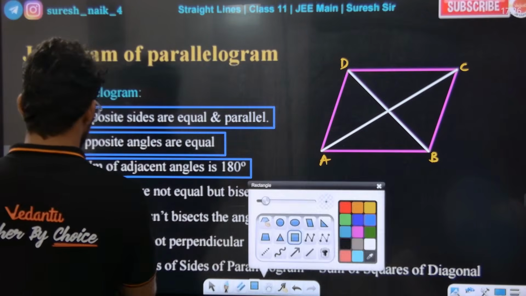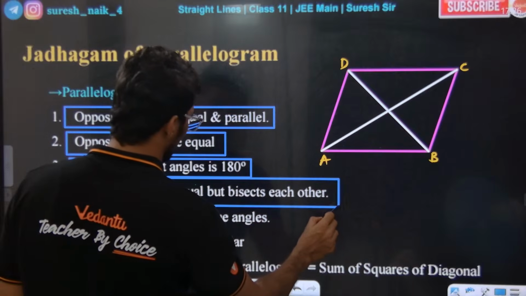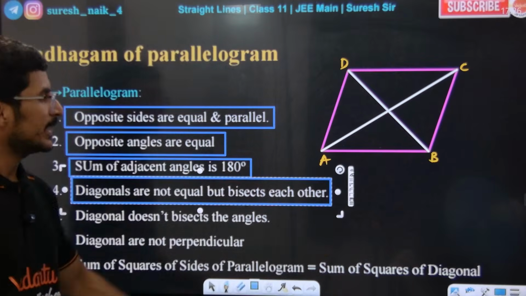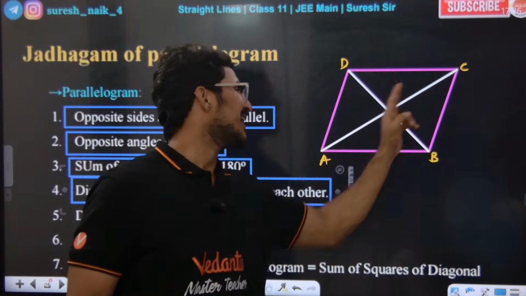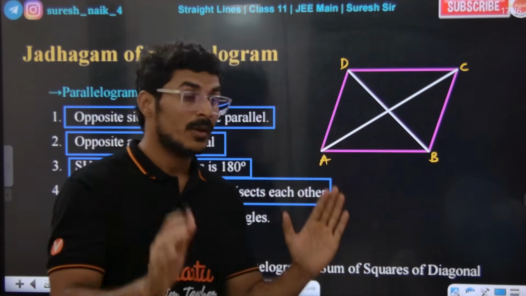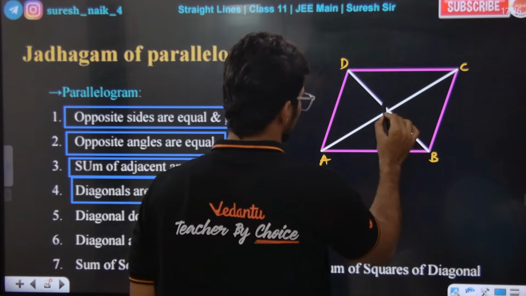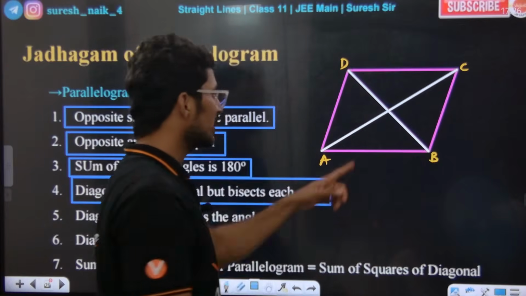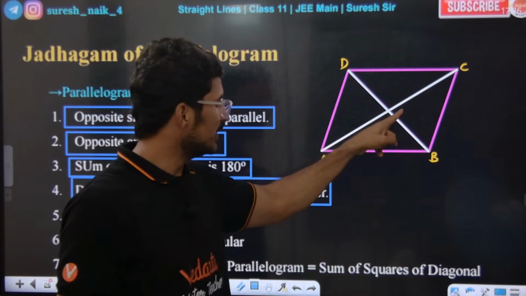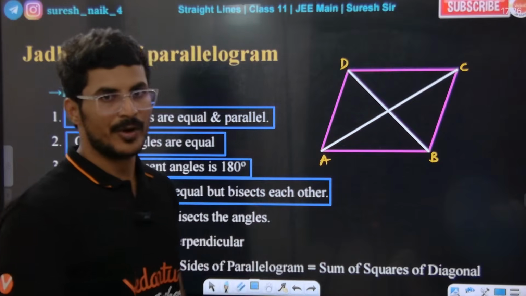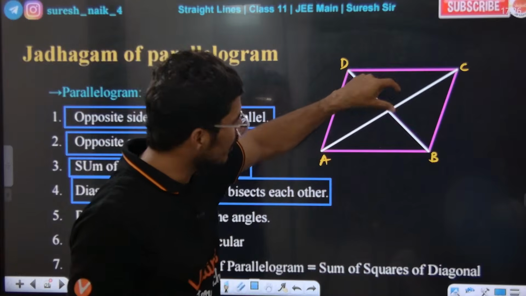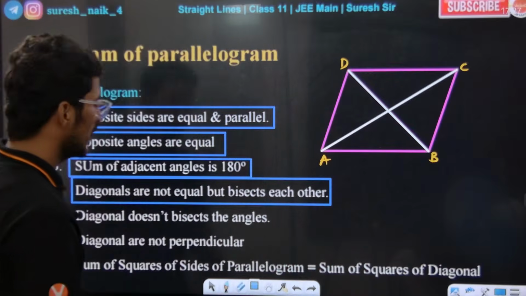Next, diagonals are not equal but bisect each other. Very important. Diagonals AC and BD are not equal, but they will bisect each other. They bisect each other, which means the angle between these two diagonals will be the same. Are you getting the point or not?